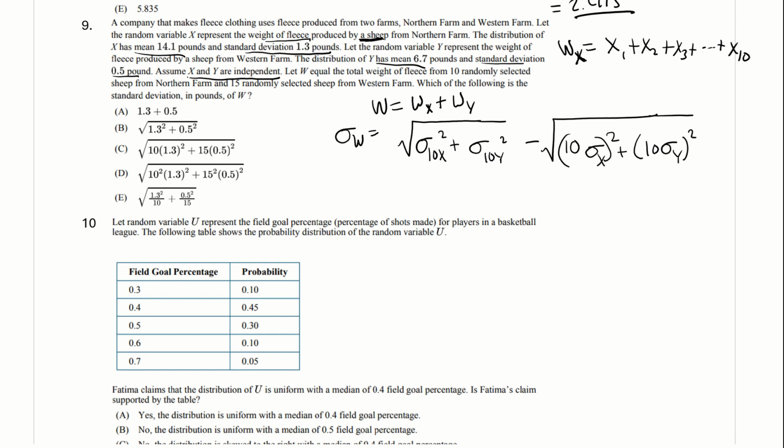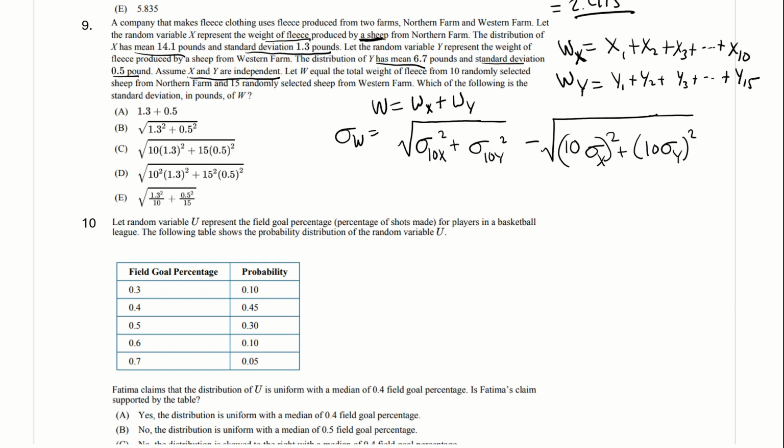Now the sheep are independent, so this is why this is important here. There's 10 sheep from the Northern Farm, and then for the other farm, it's y1 plus y2 plus y3 all the way to the 15th y. All right, and this is what this represents. Each sheep is its own, I guess you could say, independent random variable, if you will.